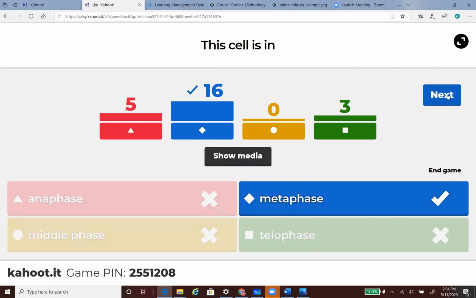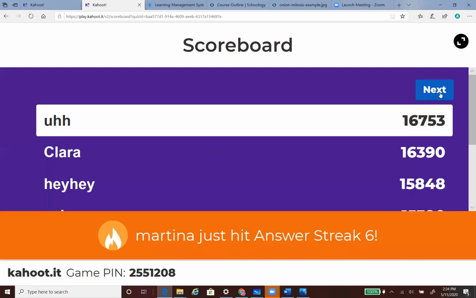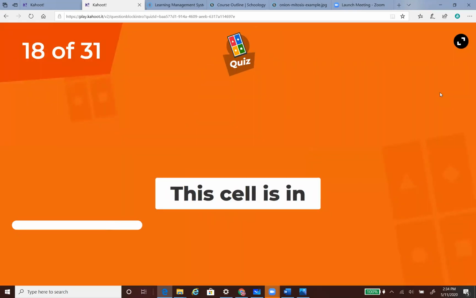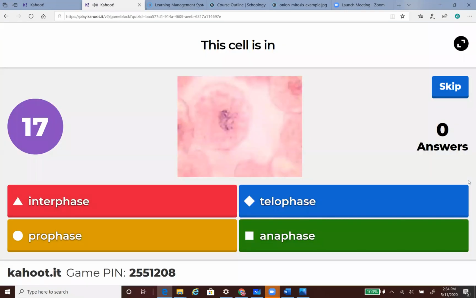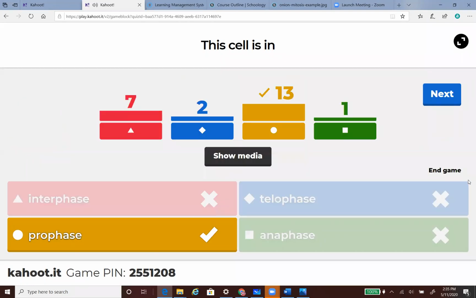Metaphase. Very good. Some got fooled by my middle phase choice. Very good. Okay, next. Oh, is in the lead. This cell is in... What can I see? I actually can see some stuff in there. I can see chromosomes. Prophase. Very good. Next.